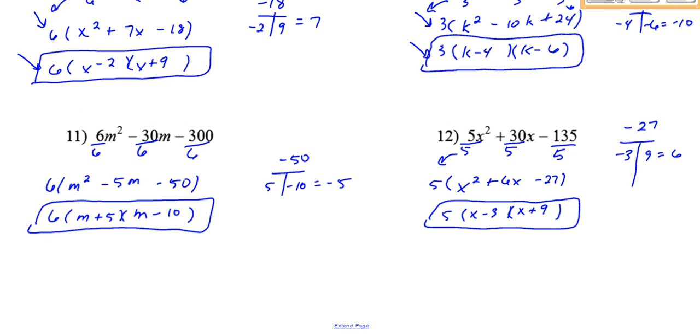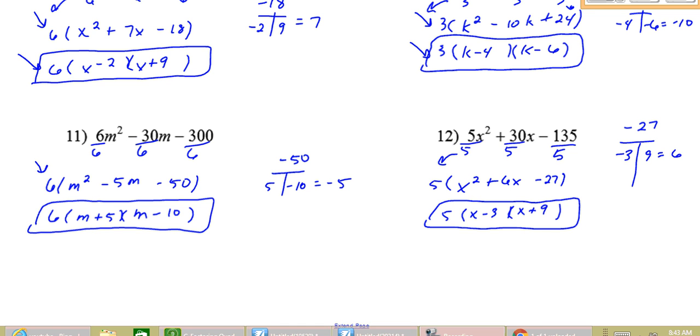Okay, let's see how you did on the last two questions. We've got 11 and 12. So we have 6 that we took out of each of the terms from 11. We factored that out and placed it in front, and then we placed it also in our final answer. We found two numbers that multiplied to -50 and added to -5, which were 5 and -10. And so my final answer is going to be 6 times n plus 5 and then m minus 10.